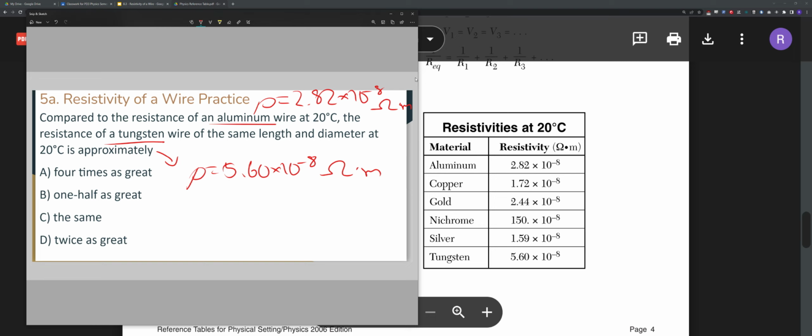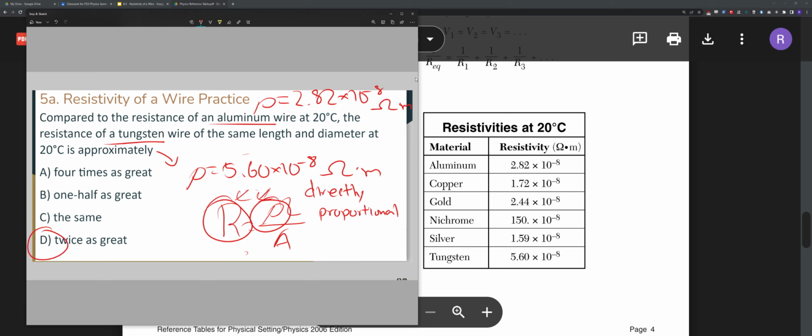You'll see that when you compare the resistivity of tungsten to aluminum, tungsten has twice the resistivity of aluminum. But we know from the formula itself that R and rho are both on the numerator, so they are directly proportional. They have a linear relationship. If one increases by a certain proportion, the other will also increase by the same proportion. So if my resistivity here is doubled, my resistance will also be doubled. All right.